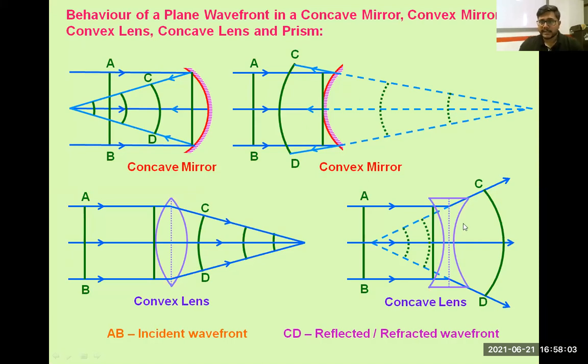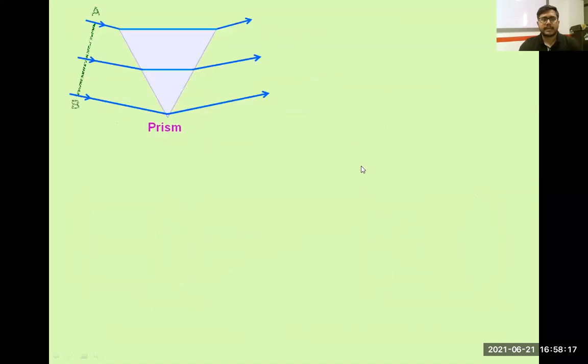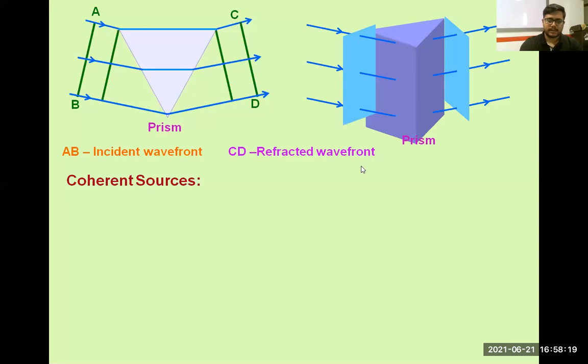Now is it done, guys? Can I go to the next page now? The next and last thing we will discuss is the prism. So you draw the last part also, how the incident wavefront and refracted wavefront will look like. And we are just stopping here. From next class we will move ahead with this wave optics part. So try to draw this diagram.